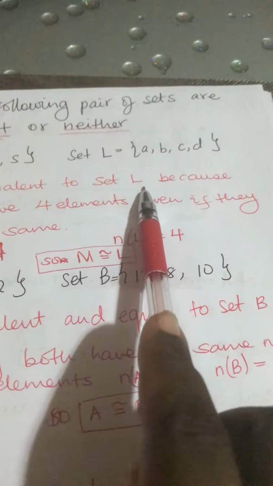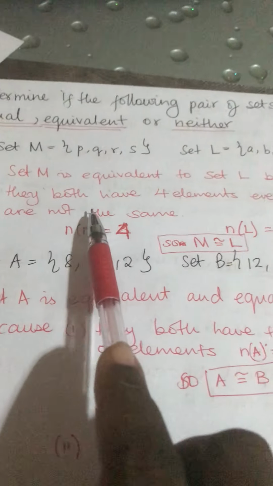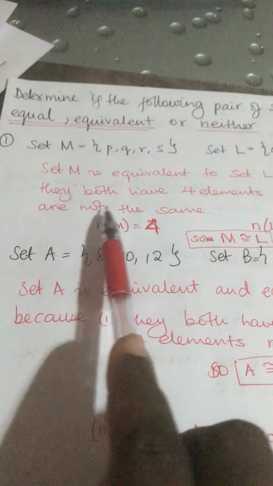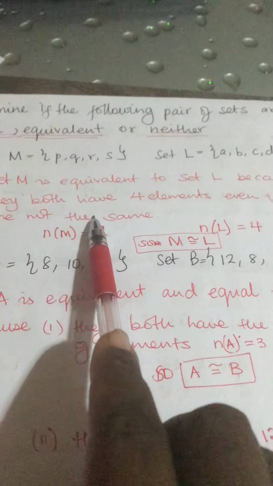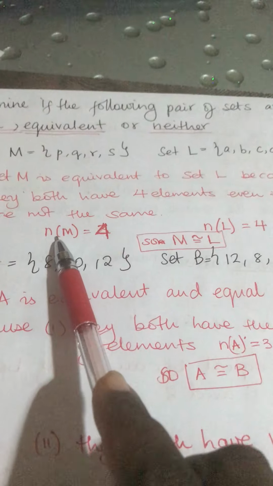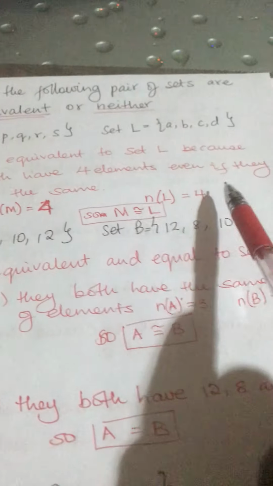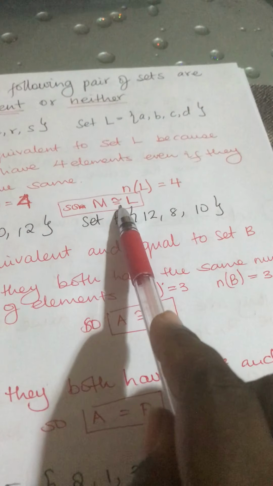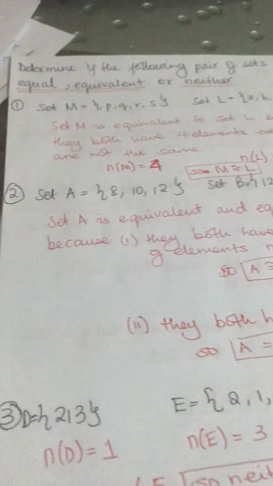Set M is equivalent to set L because they both have 4 elements, even if they are not the same. So the cardinality for M is 4. The cardinality for L is 4. M is equivalent to L.